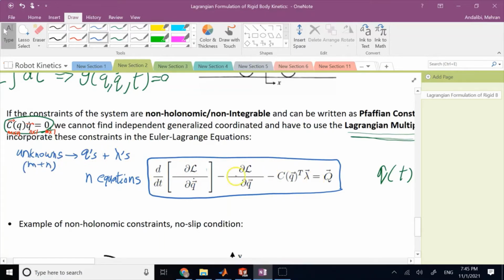Well, here the Euler-Lagrange equation only gives you n equations. So where do you get the extra m equations? Those are this Pfaffian constraint. They should also apply. So this C of q, q dot is those extra m equations that you have.